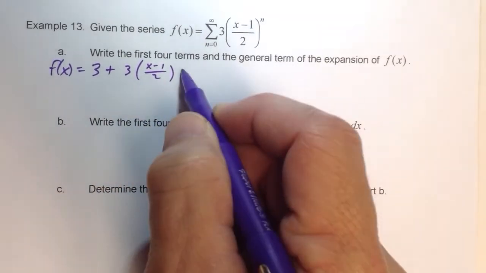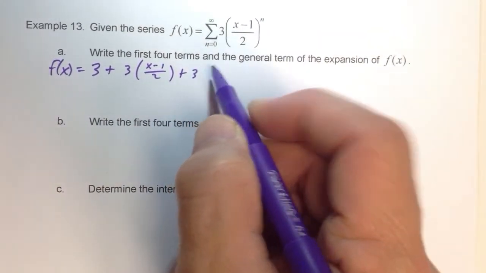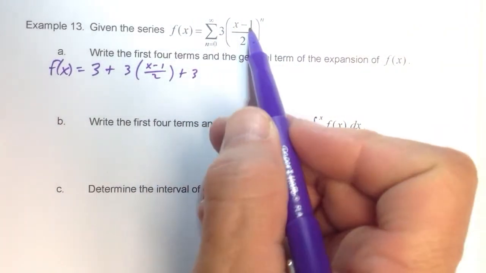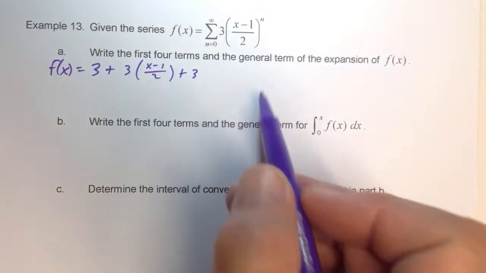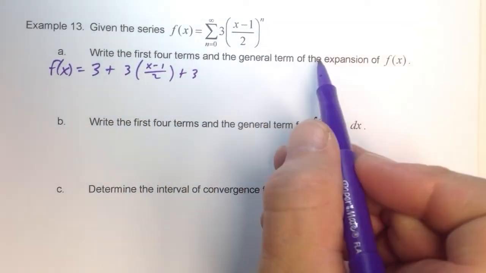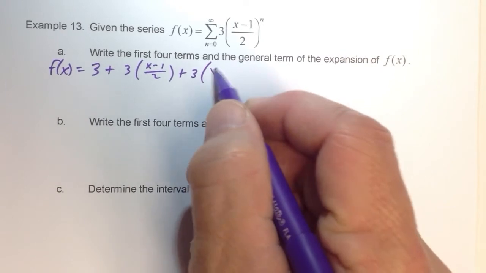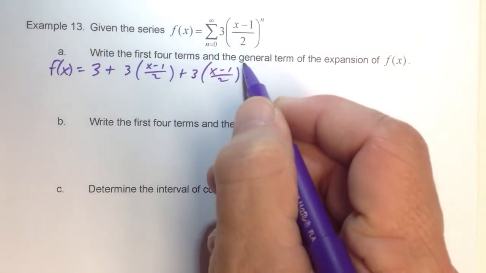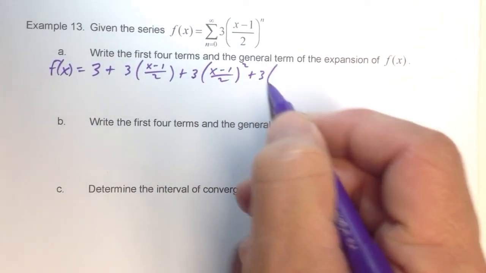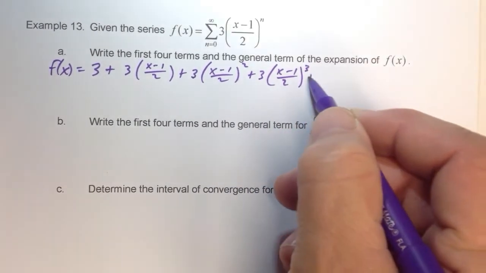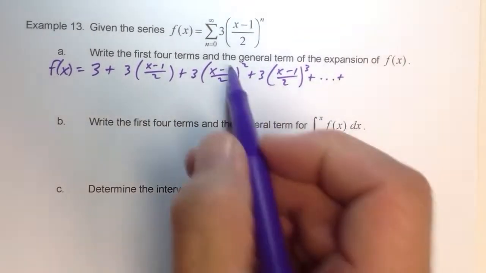Plus, by the way, write the first 4 terms and the general term in the expansion of this infinite series here. Those are the words that you see on the AP exam, so that's helpful to know, I think. Plus 3 times x minus 1 over 2 to the second power, plus 3 times x minus 1 over 2 to the third power, plus dot dot dot, and then the general term.